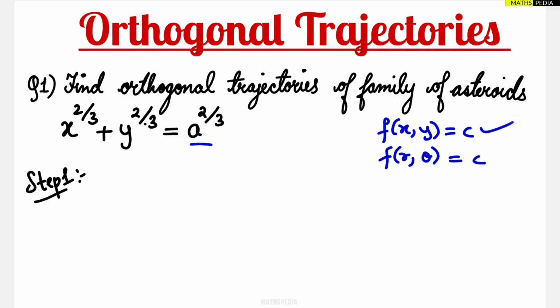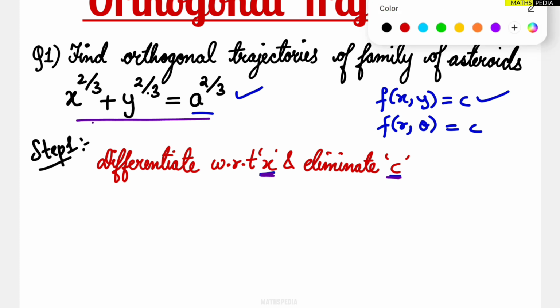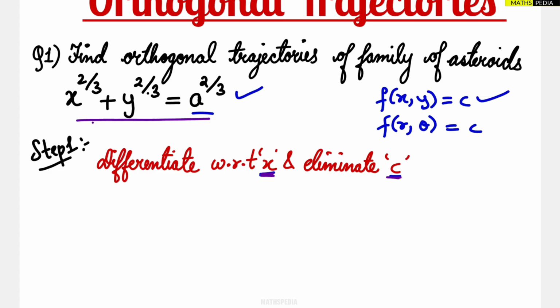So we are focusing on the Cartesian family, since that is what is given. The first step becomes: differentiate with respect to x and eliminate c. So we are going to differentiate this equation. What is the differentiation of x power n? You might have studied it. It is n into x power n minus 1. The same thing has to be applied here.